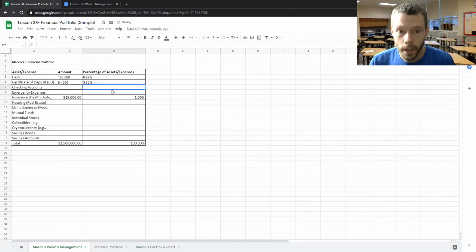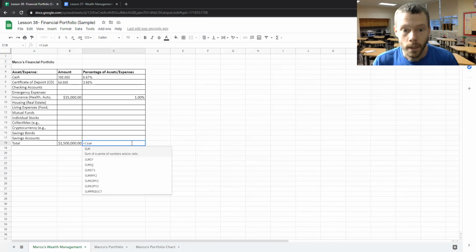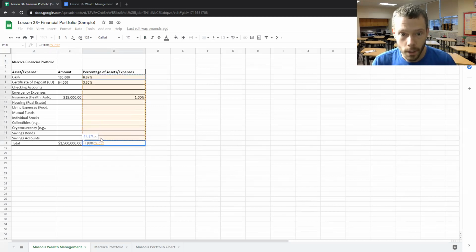Now, if I want to make sure everything adds up to 100%, I'm going to go into this column and press equals, parentheses, sum. That'll tell us that I'm trying to add up the values. Highlight the columns that I want it for and press enter. And we see that the amount of money that we've allocated so far is only 11.27%.